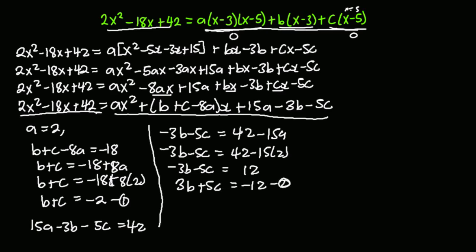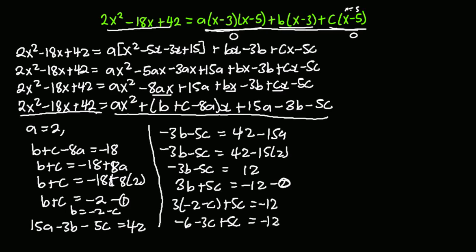So we have to solve this simultaneously. So in equation 1, we can say that b is equal to negative 2 minus c. So I can say that this is 3 into brackets negative 2 minus c plus 5c is equal to negative 12. So this will give us negative 6, negative 3c plus 5c is equal to negative 12.